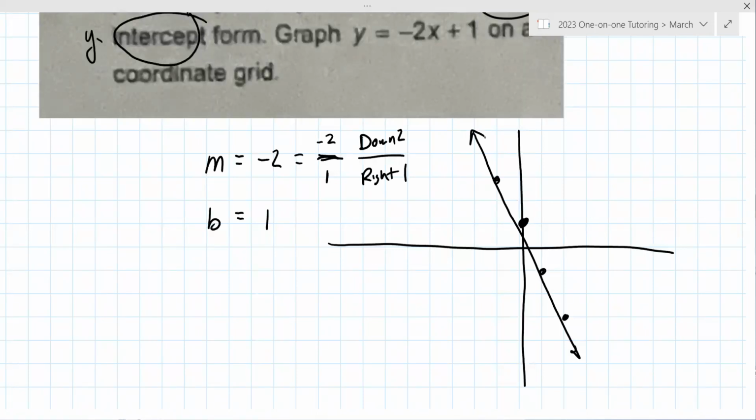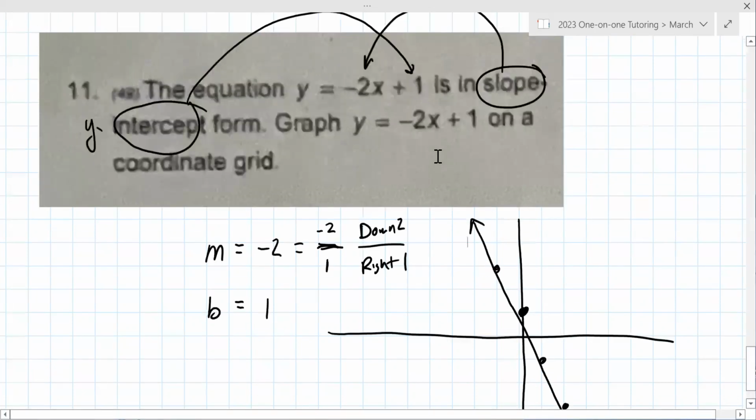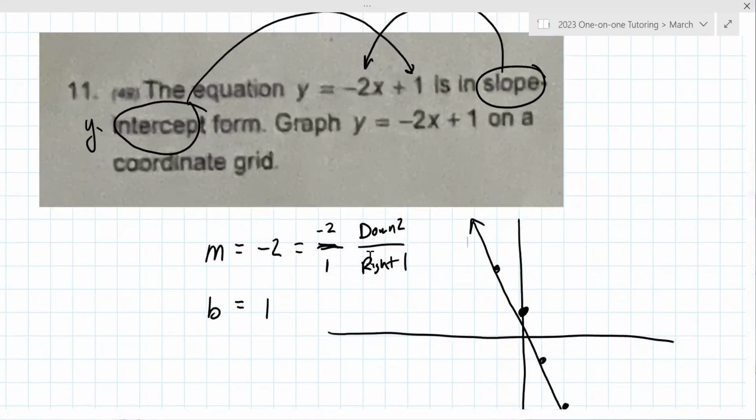Okay, so it'd be slope intercept. That's just asking me to graph it. So it'd be just two down, one right? Yes. One right. Yeah, okay. And that makes sense.